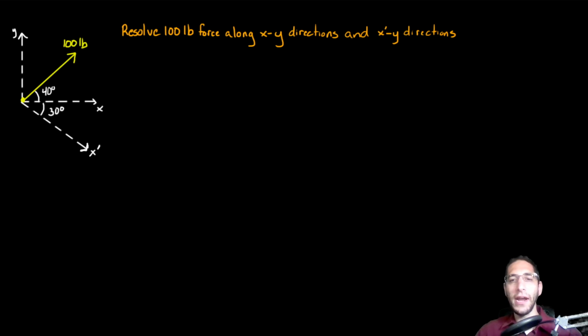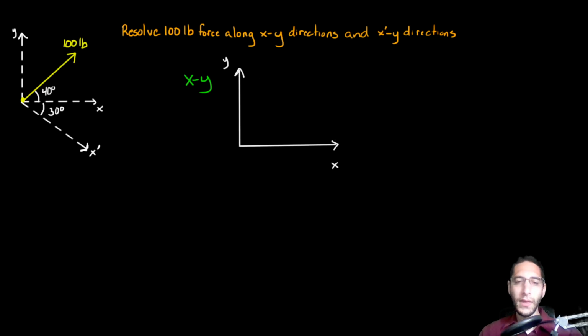The second set of directions I want to resolve this 100-pound force along is this X prime Y direction. Now the X prime direction is 30 degrees under the X direction. So let's start with the regular XY coordinate system. And what we're going to do is draw in the X and the Y coordinates. So right here, this is going to be Y, this is going to be X. And I also want to make these lines dotted so I don't confuse my coordinate system with vectors that I'll be putting on it.